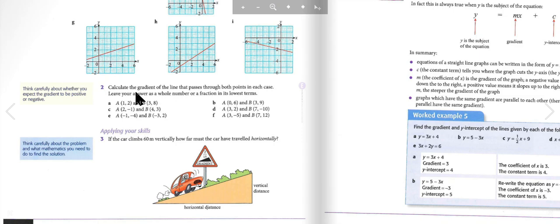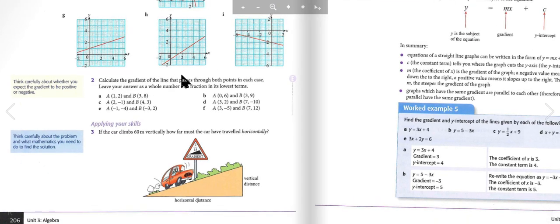Question 2. Calculate the gradient of the line that passes through both points in each case. Leave your answer as a whole number or a fraction in its lowest terms. The gradient of the line that passes through both points is 3, 1, 2, negative 2, negative 3 again, and 17 quarters.